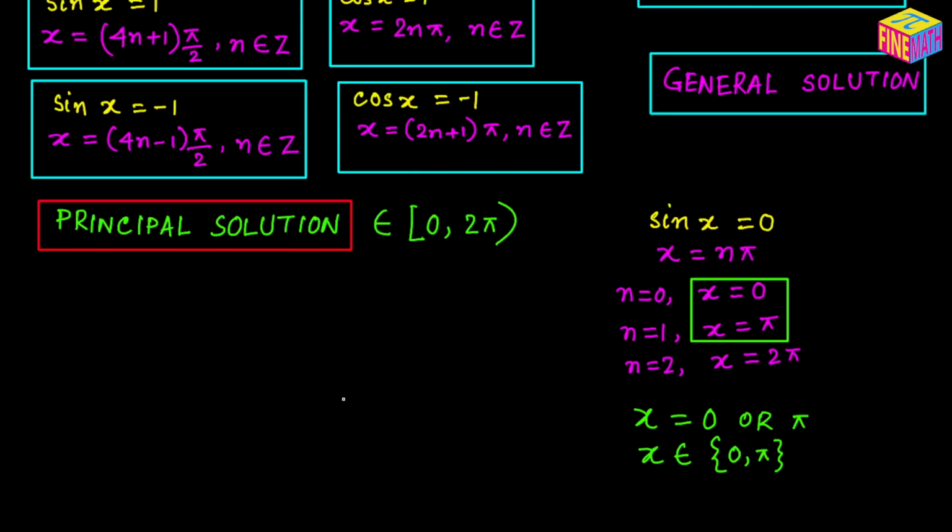And you can practice this way. You can try different values of n to find the principal solution. Only thing you have to remember is that the solution has to be between 0 to 2 pi, and 2 pi not included, of course.